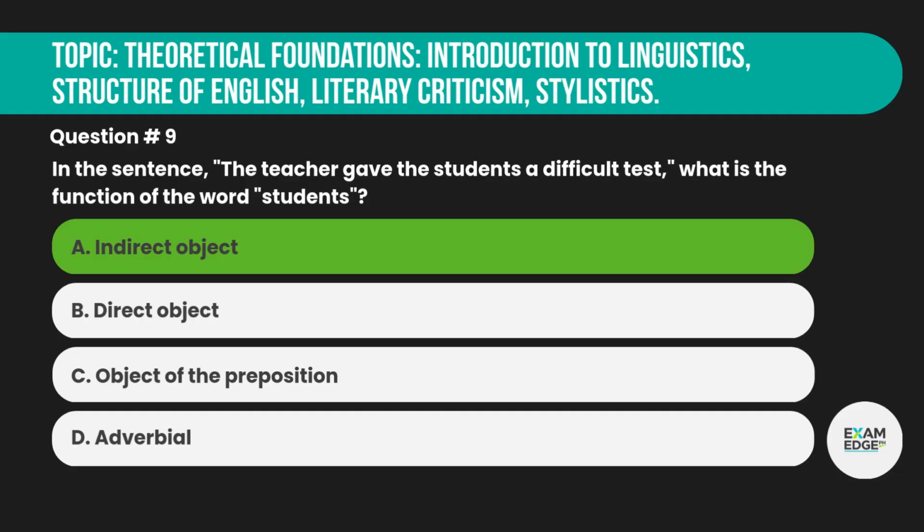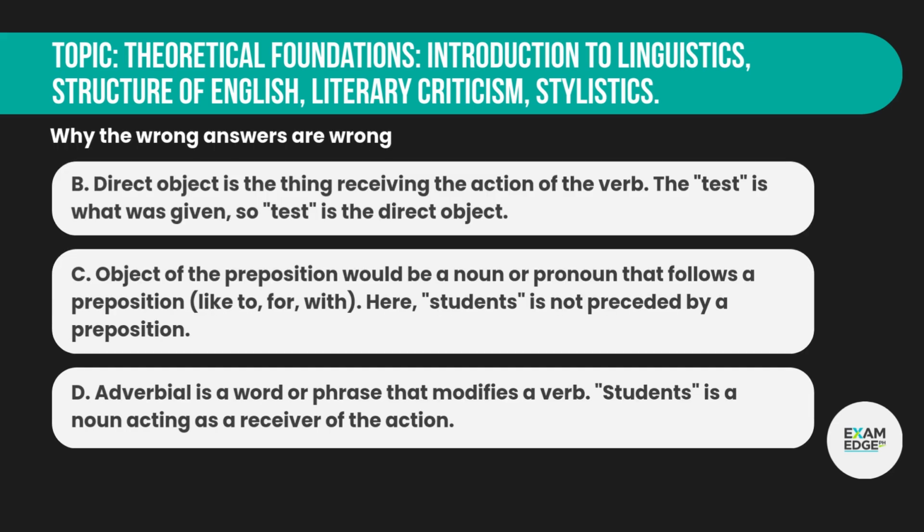Correct answer. A. Indirect object. Why the wrong answers are wrong? B. Direct object is the thing receiving the action of the verb. The test is what was given, so test is the direct object. C. Object of the preposition would be a noun or pronoun that follows a preposition, like to, for, with. Here, students is not preceded by a preposition. D. Adverbial is a word or phrase that modifies a verb. Students is a noun acting as a receiver of the action.